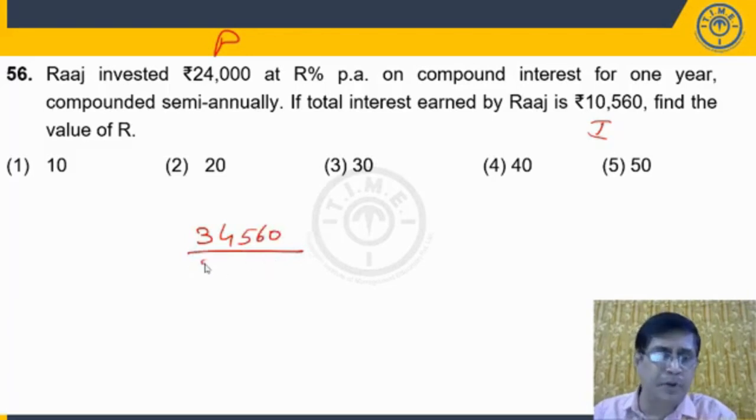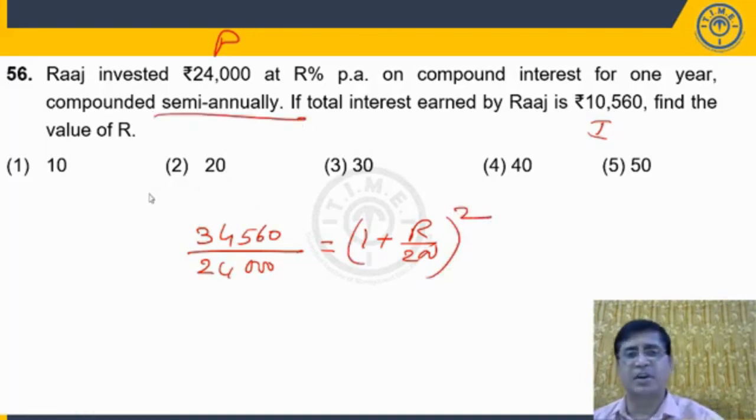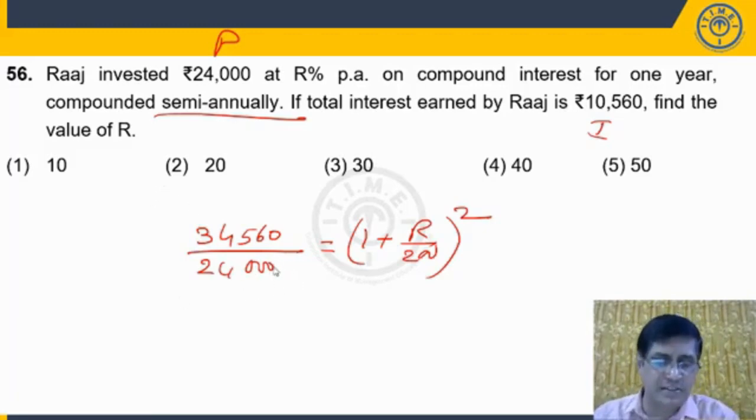Now, what is the principal? The principal is 24,000, and the amount is 24,000 times (1 plus R by 200) to the power 2, as semi-annually means he is compounding interest 2 times in a year. Now simplify this. Zeros cancel. 24 goes into 100 times, and into 144 times.